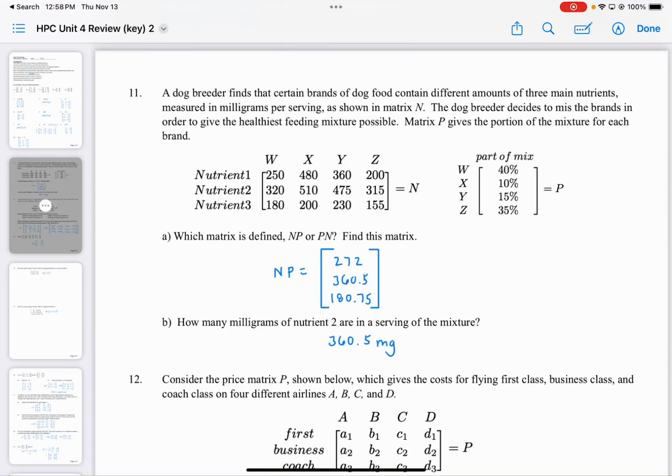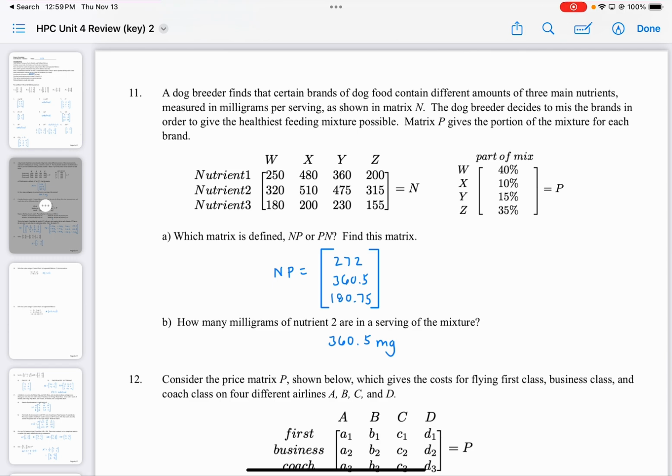strands in order to give the healthiest feeding mixture possible. Matrix P gives the portion of the mixture for each brand, okay? So it has it broken down based on nutrient. So which matrix is defined, NP or PN? Why is it NP? And why does PN not work? Dimensions, yet again, right? If we tried to multiply P times N, our inner products would not match, and I would not be able to multiply those matrices by each other, okay?